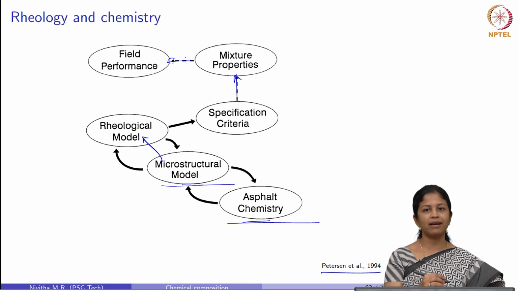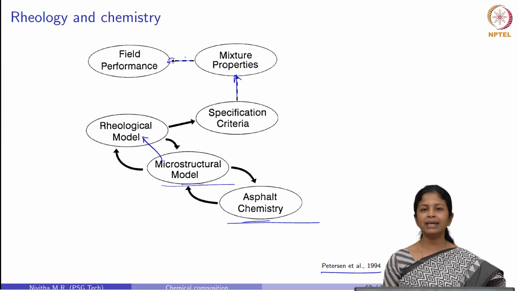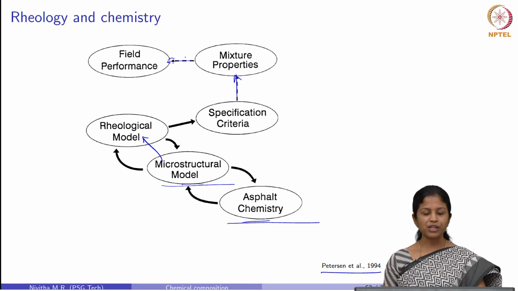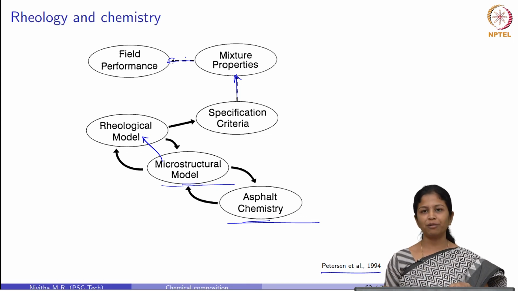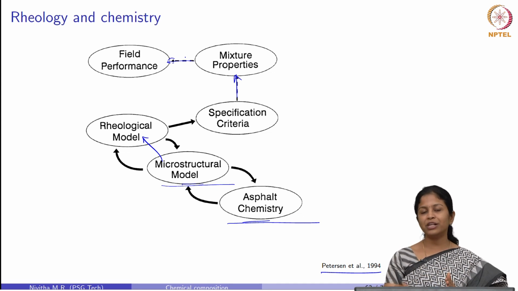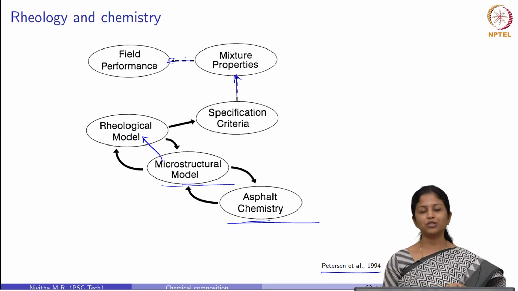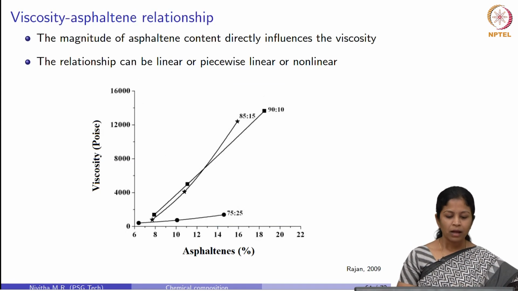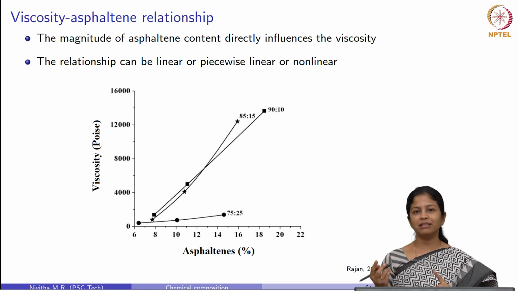So, we have a big link here and we have a number of steps here. Ultimately the interest is to correlate the asphalt chemistry to field performance. A lot of attempts are being carried out in this regard, but we need to understand the variability associated with each of these steps in the process. Let us now see what the attempts in this regard are.